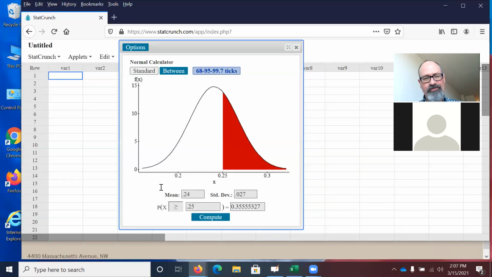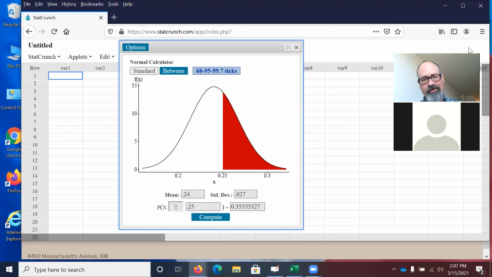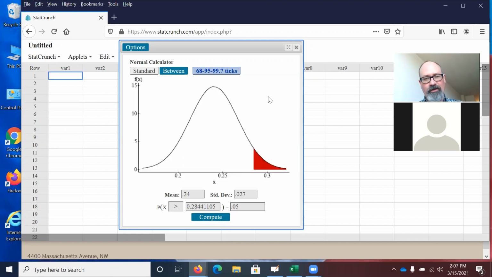So in this example, we're seeing the normal distribution that keeps track of everything that can occur. But in this problem, we just want to figure out what number here is associated to that 5% tail to the right. That's how we're judging extreme in this context. One way of doing that is not to put 0.25 in here, but rather put 0.05 here. When you hit compute, the cutoff looks like it's about 0.284 and some change. That's the proportion right there.